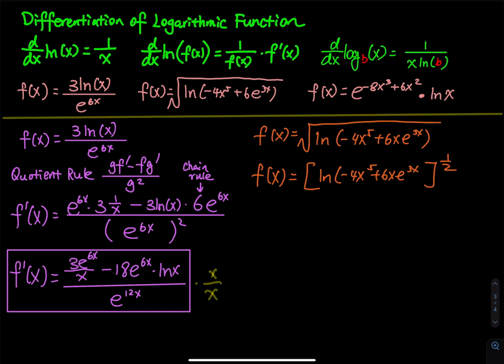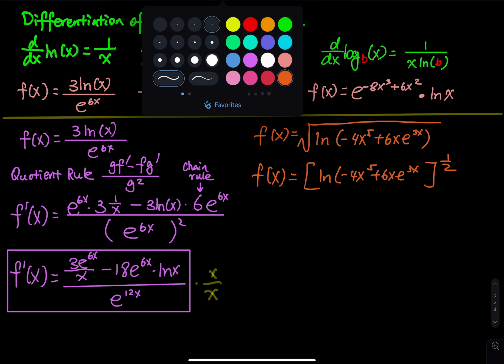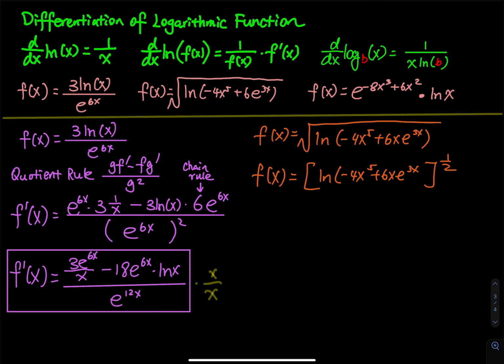Now, let me ask you a question. Can I bring the 1/2 to the front using the power rule? Can I bring this 1/2 to the front? Yes or no? The answer is no. So let me show you a quick example. Let's say you have ln of 3 squared, right? So that is equal to 2, bring the 2 down, times ln 3.